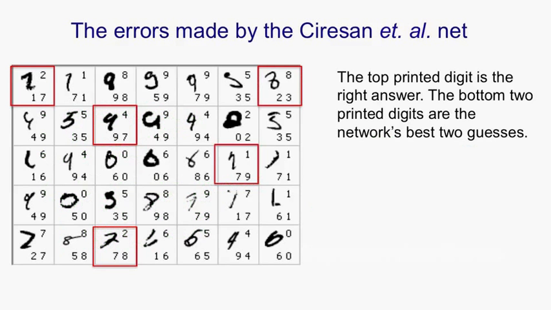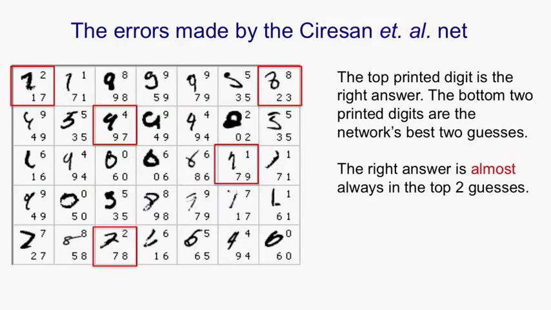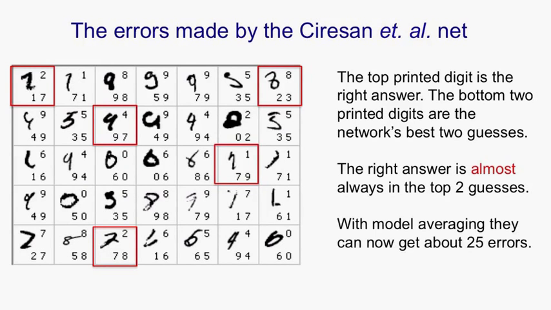So here's the 35 errors they got. The top printed digit is the right answer, and the bottom two digits are their top two answers. What you'll notice is that they nearly always get the right answer in their top two. There's only 5 cases where they don't. With some more work, by building several different models like this and then using a consensus to decide what the digit was, they managed to get down to about 25 errors. And that must be around about the human error rate.